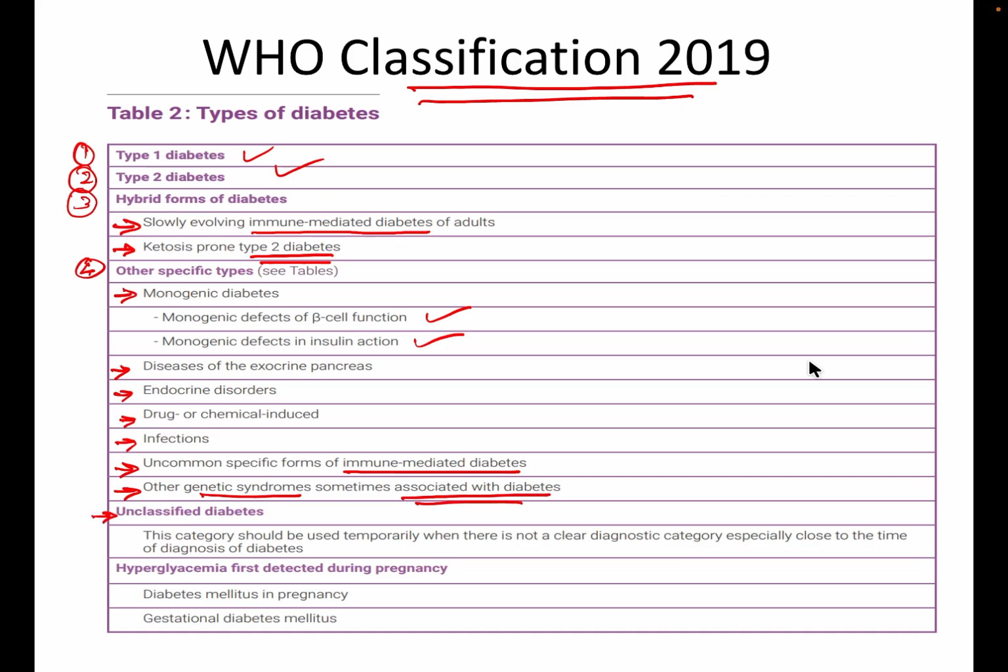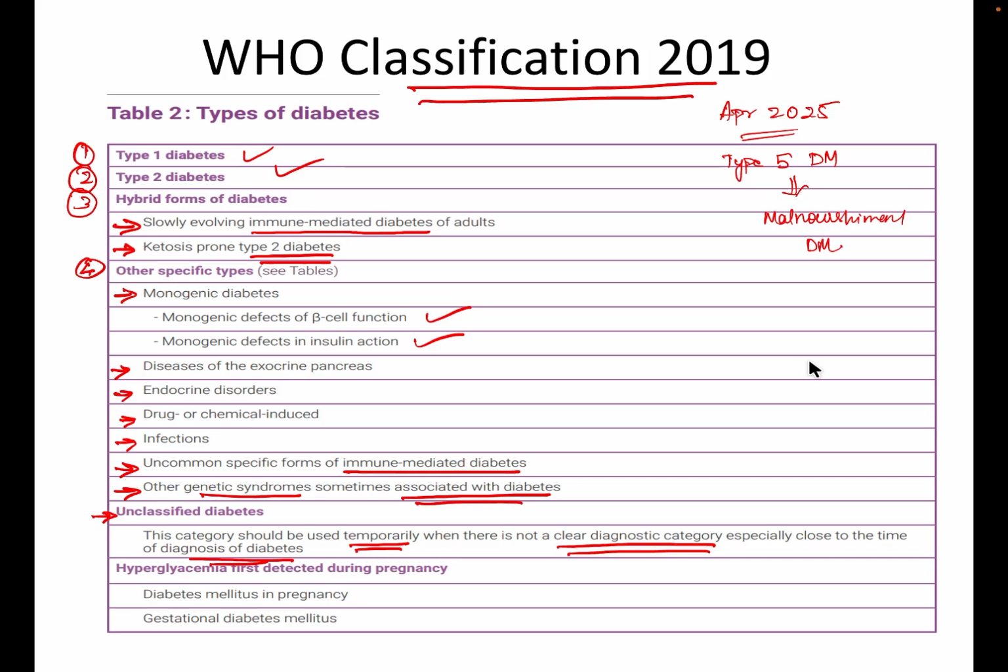Then there is unclassified diabetes. This category should be used temporarily when there is not a clear diagnostic criteria, especially close to the diagnosis of diabetes mellitus. In April 2025, the WHO classified another type called type 5 diabetes mellitus, which is malnourishment associated diabetes mellitus. So this is an updated classification.